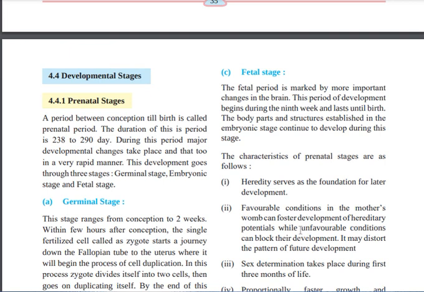This is the last stage, from the 9th week till your birth. The body parts and structures established in the embryonic stage continue to develop during this stage.